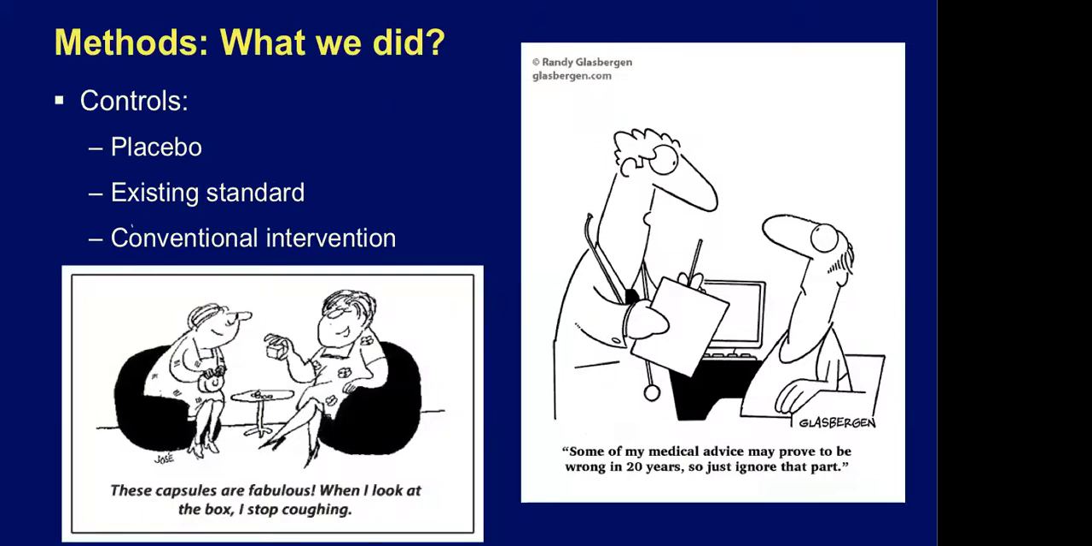Now, we said you should have interventions, which means you should have controls. So the controls can be placebo, which means you're not giving them anything. You're just giving something very similar to the pill that you're using for the intervention. You could use what the existing standard for the day is, or you could use a conventional intervention. Now, the point I'm trying to make here is placebo should not be underestimated. Don't think that placebo is always a placebo.